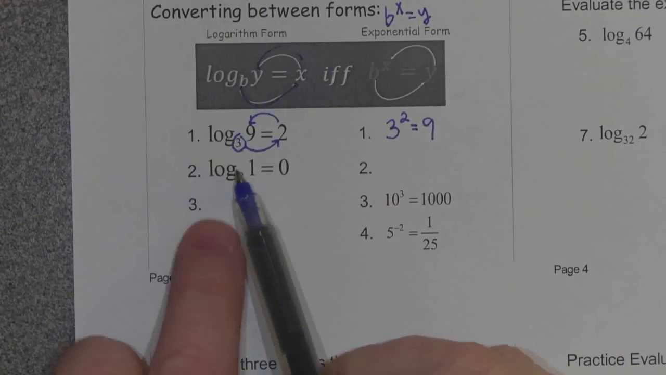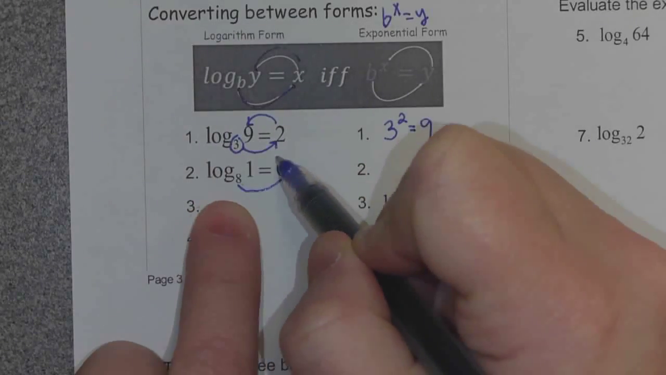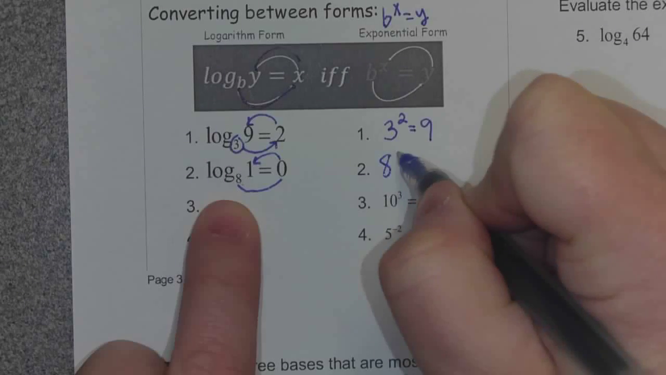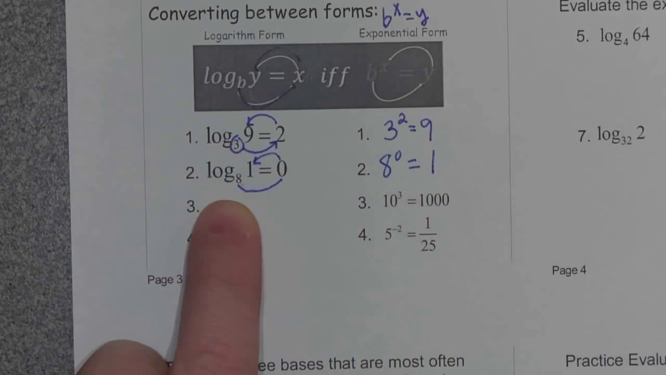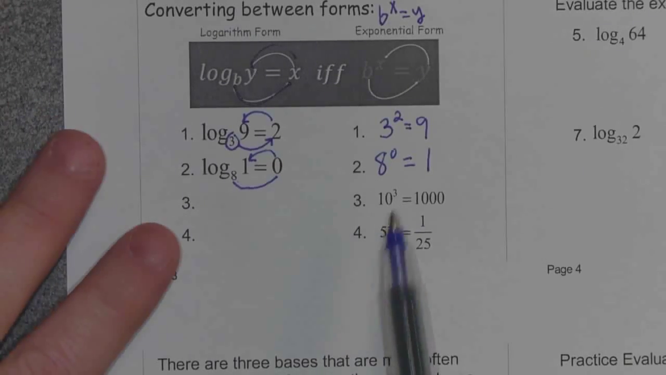All right, help me rewrite number 2. How does it go? Start here, do your circle around. Yep, 8 to the 0 equals 1. Is that a true statement? Yeah, that's a true statement, right? So now the question is, can you go backwards?